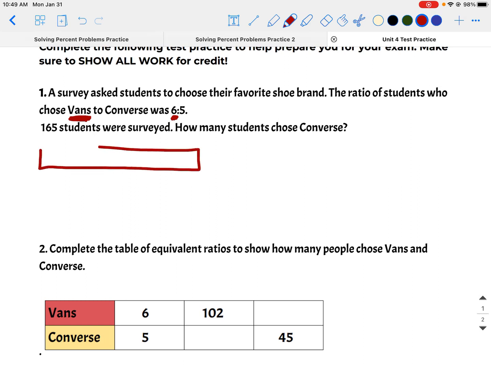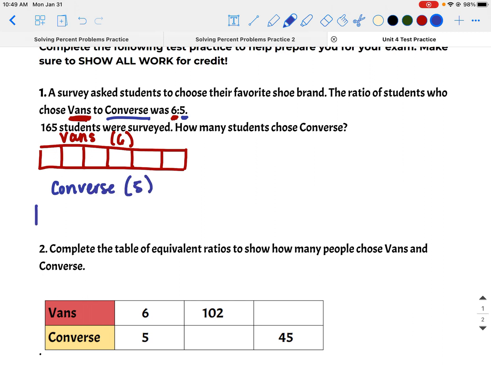We can draw a model to represent that. 1, 2, 3, 4, 5, 6. Those boxes aren't all even, but we do our best. I'll make them a little better. All right, and that one would be Vans. Right, and then the ratio of students that chose Converse was 5. So I will make a model this time with 5. 1, 2, 3, 4, 5.